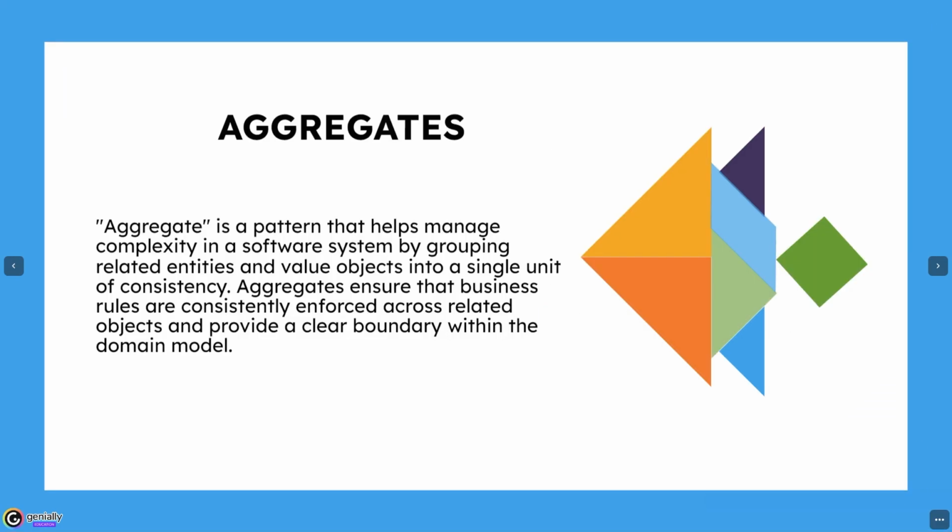In this video, we are going to take a look at aggregates in domain-driven design. Aggregate is a pattern that helps manage complexity in a software system by grouping related entities and value objects into a single unit of consistency. Aggregates ensure that business rules are consistently enforced across related objects and provide a clear boundary within the domain model.